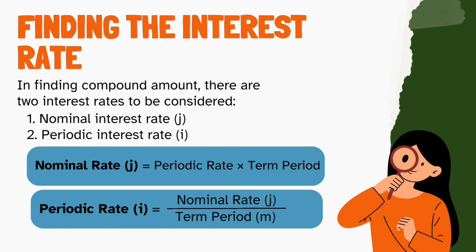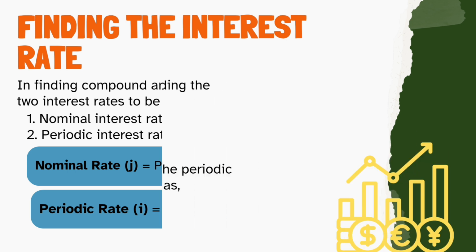Thank you, Bianca. Now let's move on to our next topic in our presentation, finding the interest rate. In finding the compound amount, there are 2 interest rates to be considered: the nominal interest rate and the periodic interest rate. The nominal interest rate is the percent annual rate and is denoted by j, and the periodic interest rate is the rate that gives percent interest each period and is denoted by i. To solve for the nominal interest rate, you have to multiply the periodic rate and the term period. And to solve for the periodic rate, you have to divide the nominal rate over the term period.